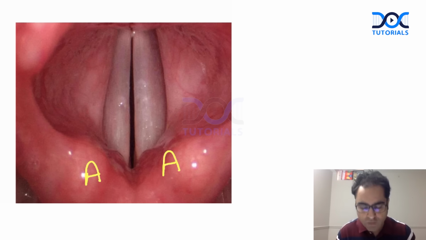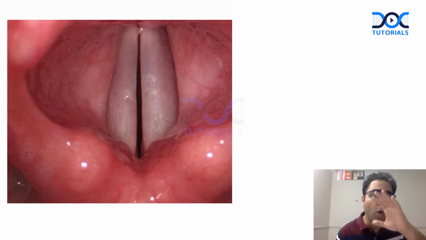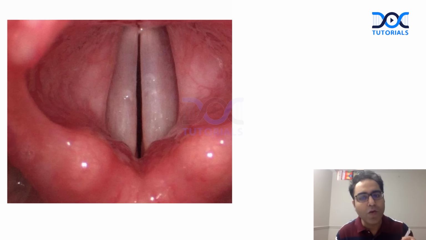Next concept is mucosa of the larynx. Once again, see this endoscopy picture of the larynx. The whole larynx is pink in color, but the vocal cords are white in color. This will remind me for the exam. The larynx is lined by ciliated columnar epithelium, except the vocal cords, which are white in color. So vocal cords are lined by stratified squamous epithelium.